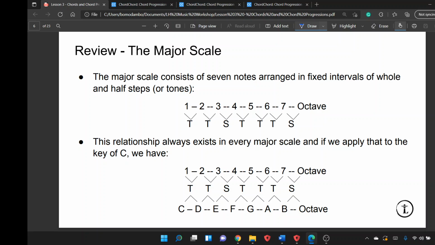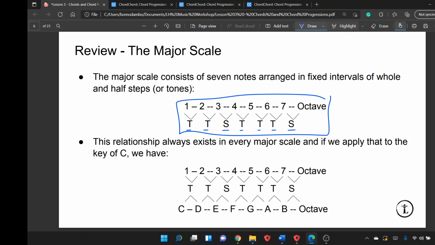So remember the formula we said was tone, tone, semitone, tone, tone, tone, semitone. So if they say formulate the major scale for key of D or something, you know that when you arrange all the 12 keys and you use this arrangement from tone to semitone, semitone to tone, tone to tone, tone to tone, and semitone, you should be able to get the major scale. Okay, so this relationship, this formula of tone, tone, semitone, tone, tone, tone, semitone, it exists in every major scale.